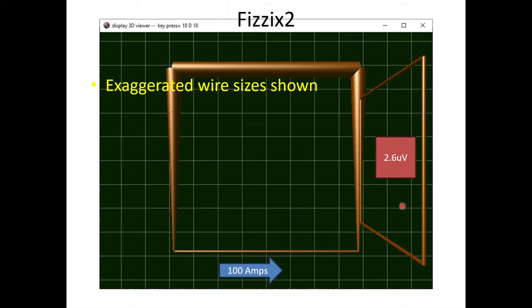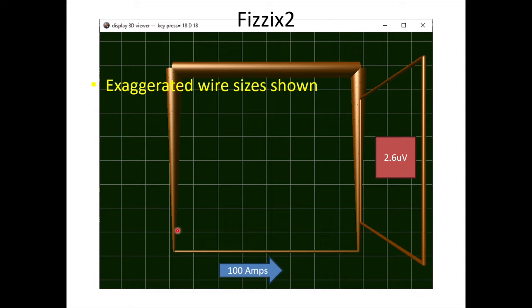DC, not AC, DC. Here we have the world's first DC to DC transformer, where we're putting a constant current in, and we're going to get a constant voltage out. So this is not induction. It's not any form of induction, because all the other forms of induction are time derivatives. This is a time constant. This is something nobody's ever seen before.